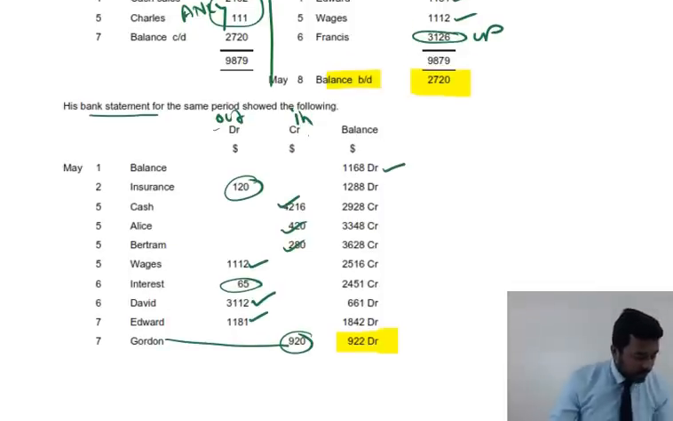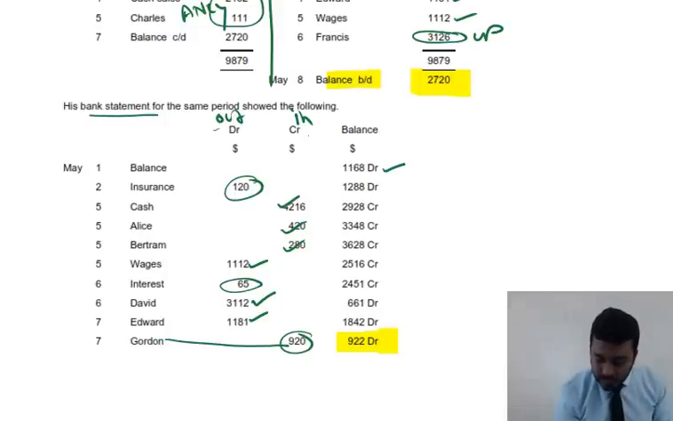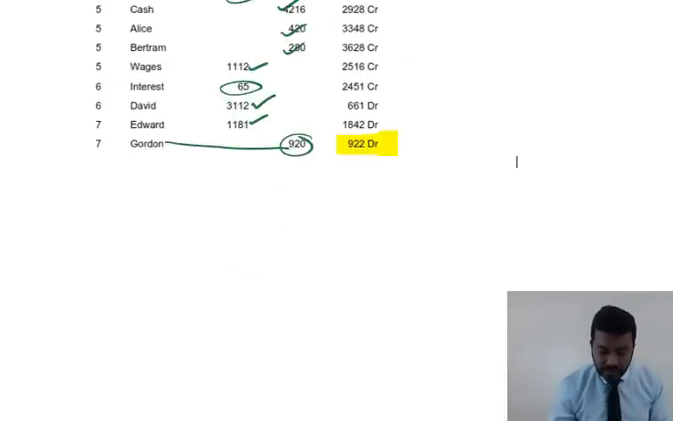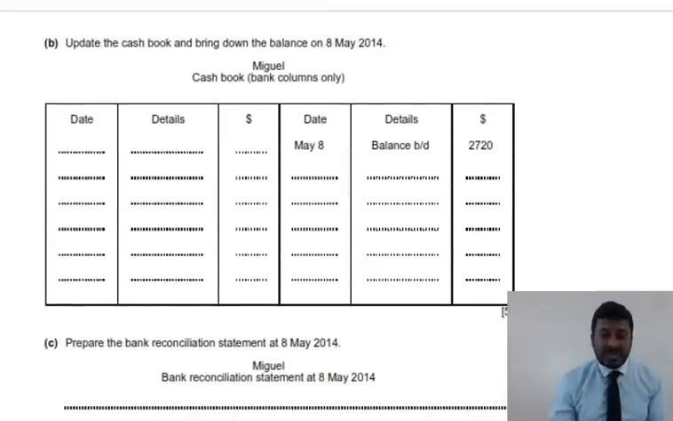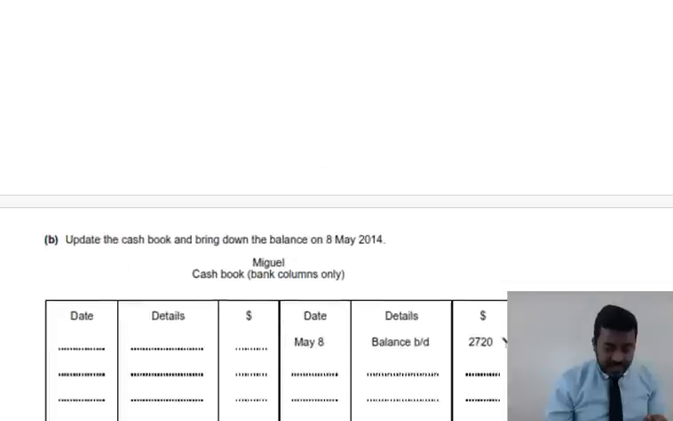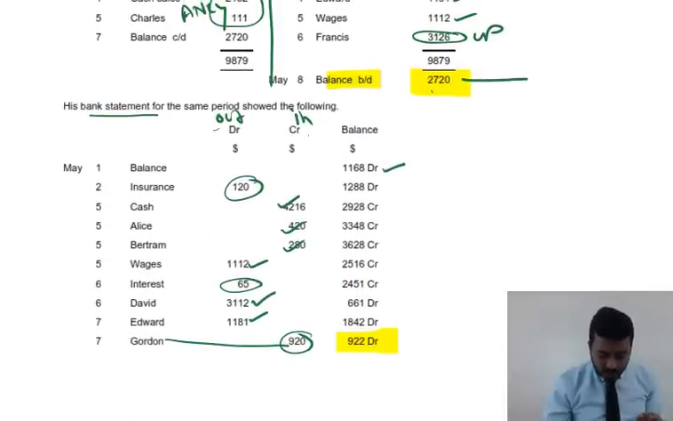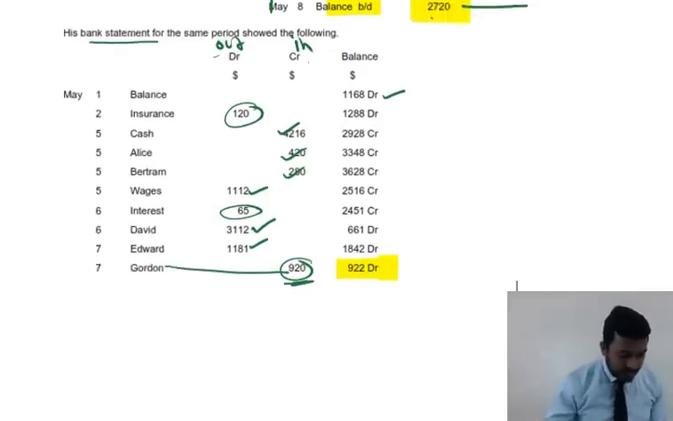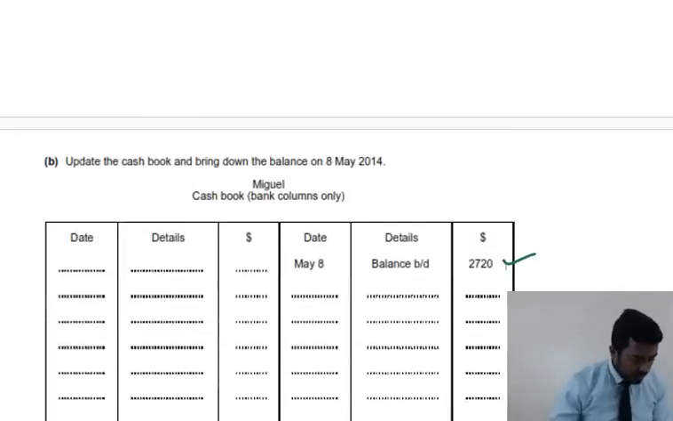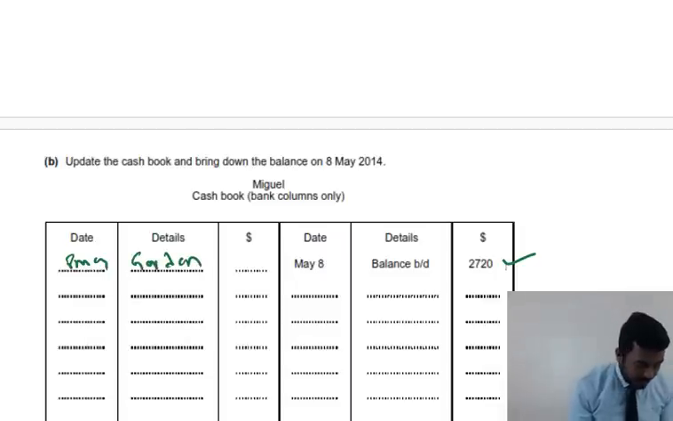Okay, in the cash book we're going to start with 2720 on the credit side. Indeed, they give you a pro forma. Good, IGCSE is kind of basic. They give you all the items, you just put them in. Okay, the balance is given. So on the debit side, we identified only one item, which is 920. Let's write it down: 920, from Gordon, 8 May, Gordon, and the figure is 920.